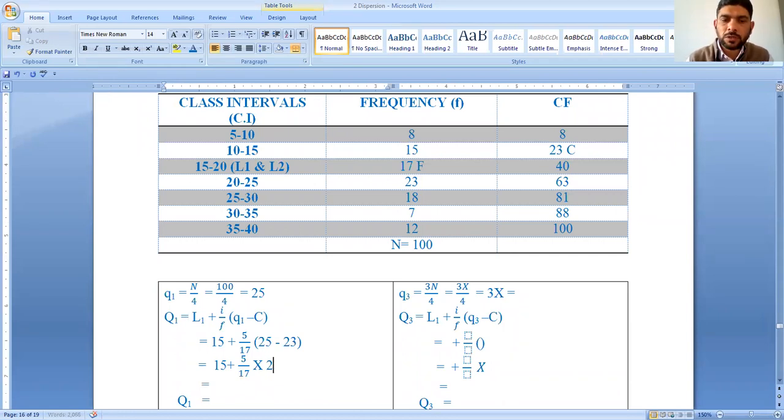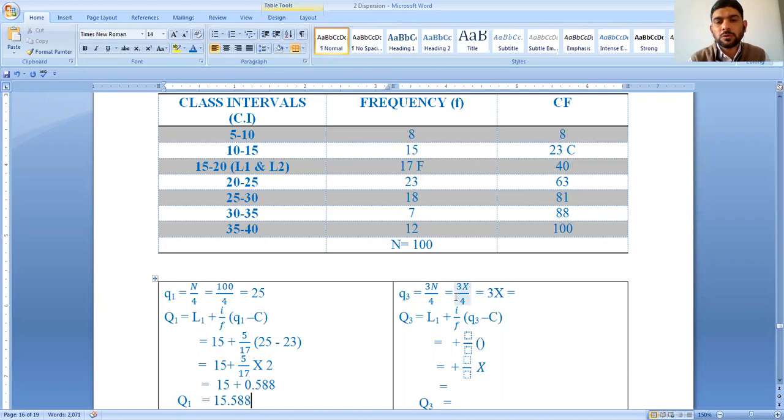10 divided by 17 plus 15. 10 divided by 17 is equal to 0.588. 0.588 will be added to 15, that is 15.588. This will be the Q1.